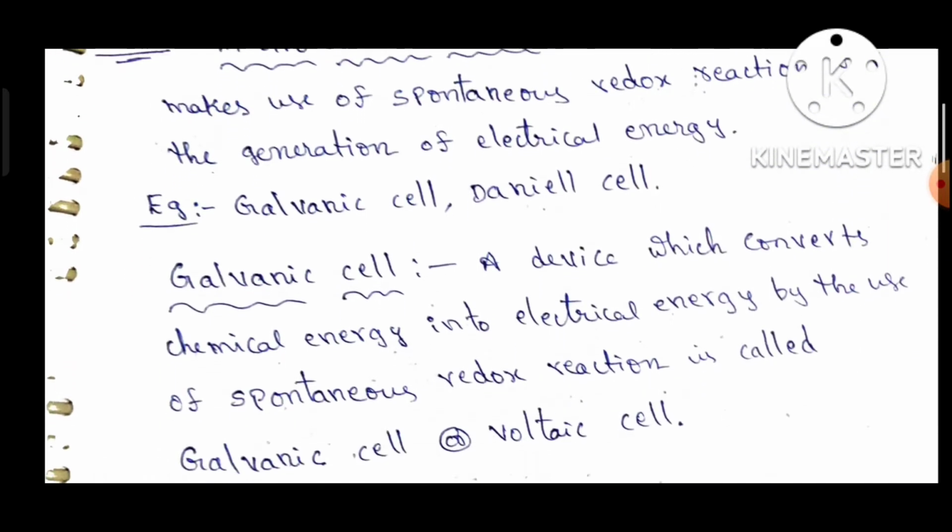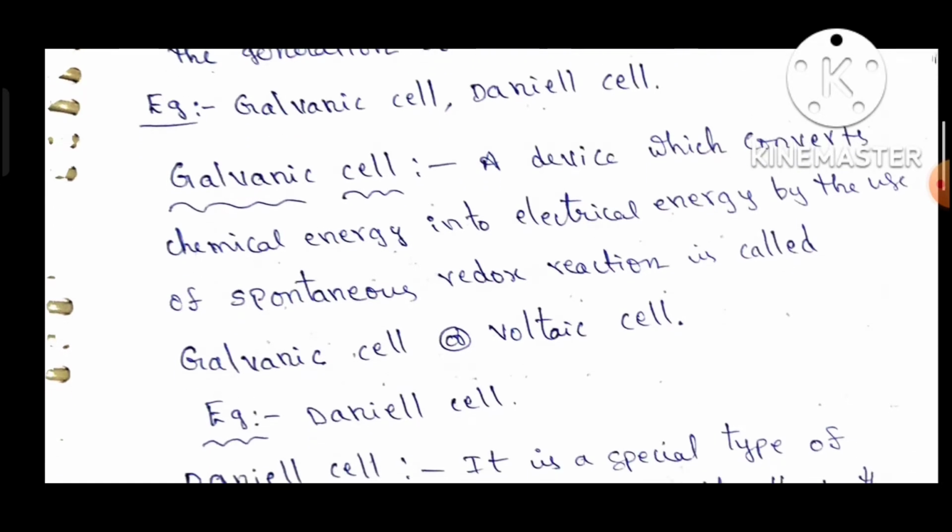Now I am taking the example of the galvanic cell. A galvanic cell is an electrochemical cell. How to define it? It converts chemical energy into electrical energy during a spontaneous redox reaction. Any device which converts chemical energy into electrical energy during a spontaneous redox reaction is called a galvanic cell, or a voltaic cell.